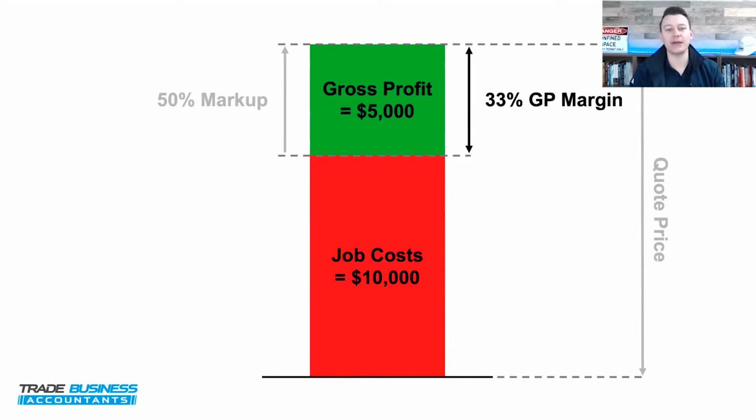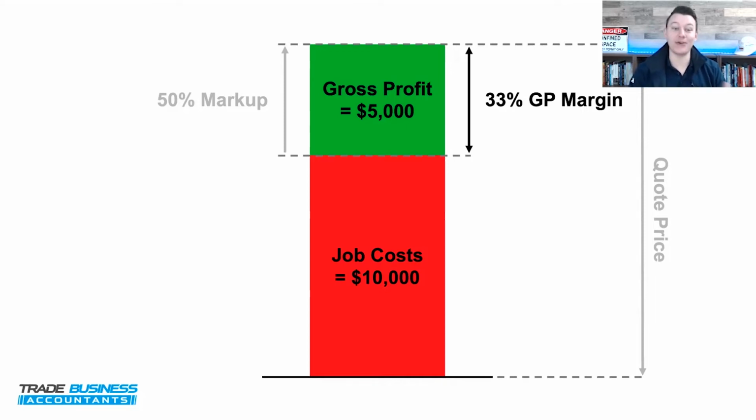And so the problem here is that if you don't understand the difference between markup and margin, and you think that marking up your job by 50% will mean that you will achieve 50% gross profit margin, you're actually making 17% less profit than you think you are. Because the 33% is what you get to keep, not the 50% that you thought you were going to get. So it's no wonder why so many trade business owners out there are pricing jobs.